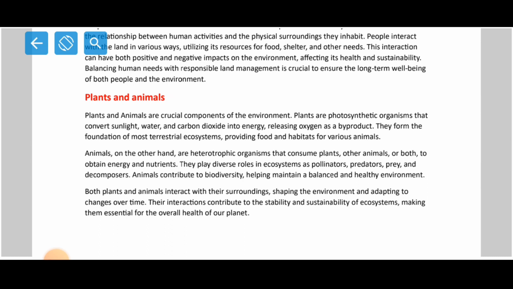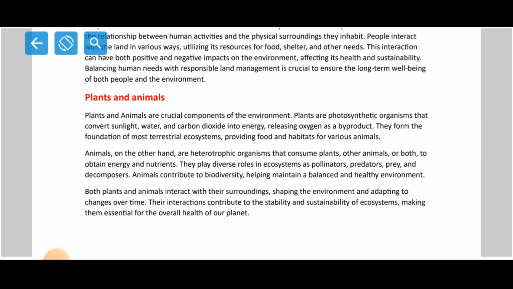So animals on the other hand are heterotrophic organisms. Yes, plants are known as autotrophic organisms because they can prepare their own food. However, animals are known as heterotrophic because we cannot make our own food, all right? We are directly dependent on the plants, and we consume the food made by the plants, like the fruits the plant bears, right? So all those things are taken up by us. So we are directly dependent on the plants.